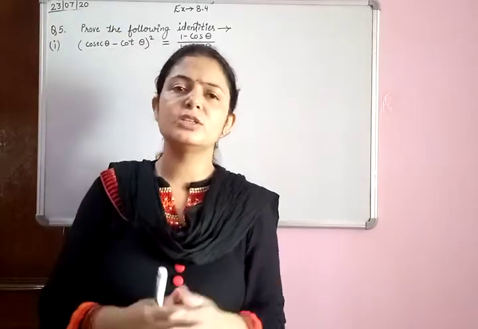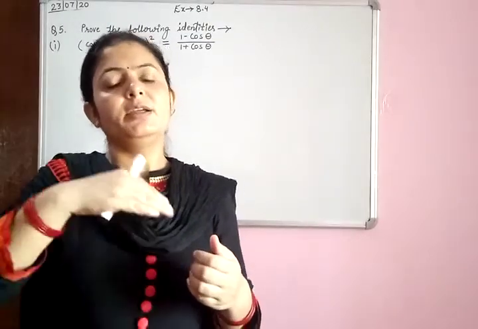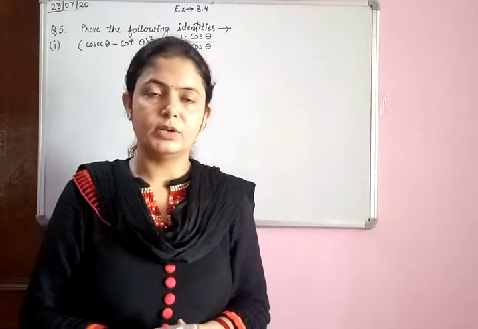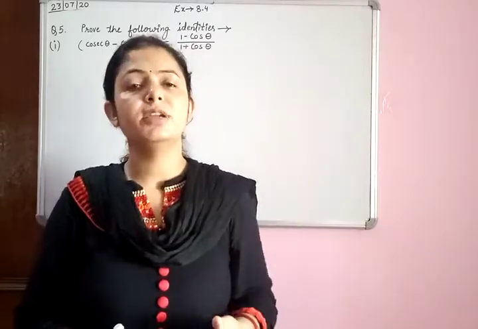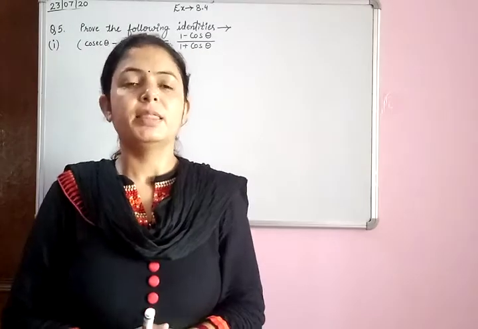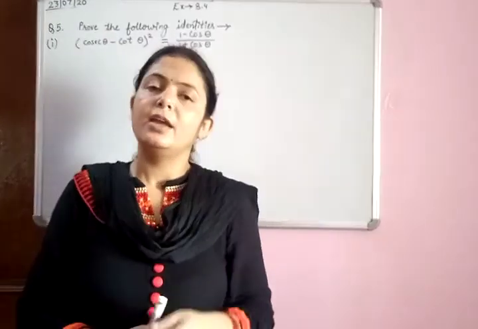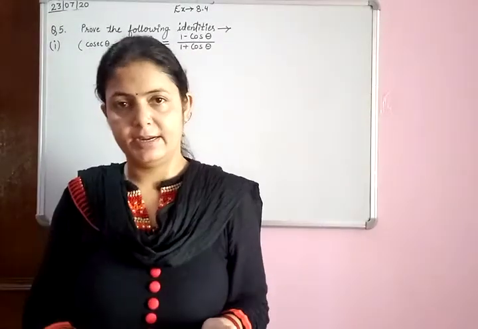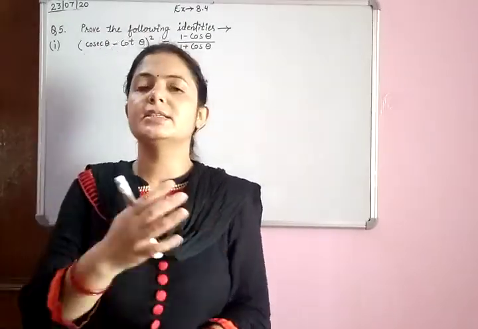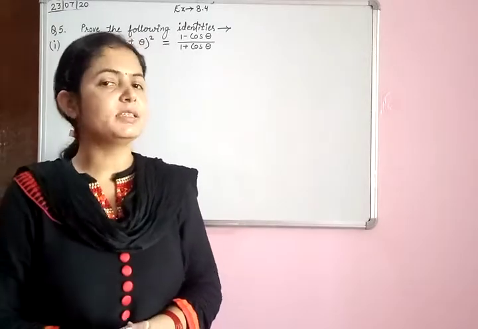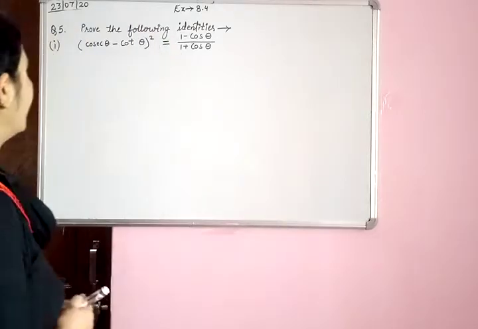Next method, sometimes it is not possible to take any one side and prove the given side is equal to the other side. Okay, then what we do, we first take left hand side, we simplify left hand side to a particular step, then we take right hand side, again we simplify right hand side, and if in both sides the last step is same, then we say that since left hand side is equal to right hand side, hence proved. So we can use all three ways. Okay, so let's start first part.